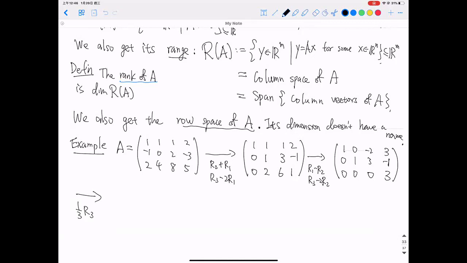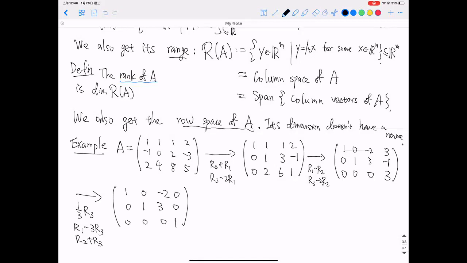R3, yes. R1 minus 3R3, R2 plus R3. And that'll give us this: R1 minus 3R3, 1, 0, negative 2, 0, 0, 1, 3, 0.